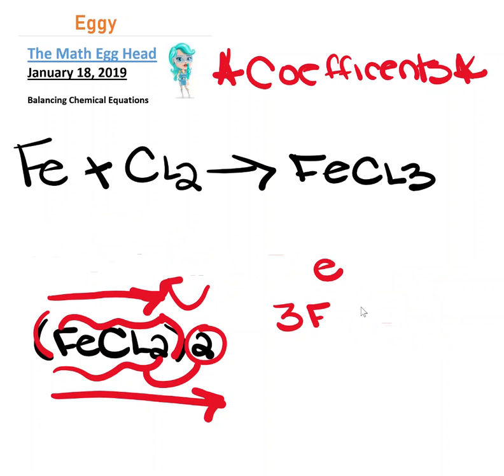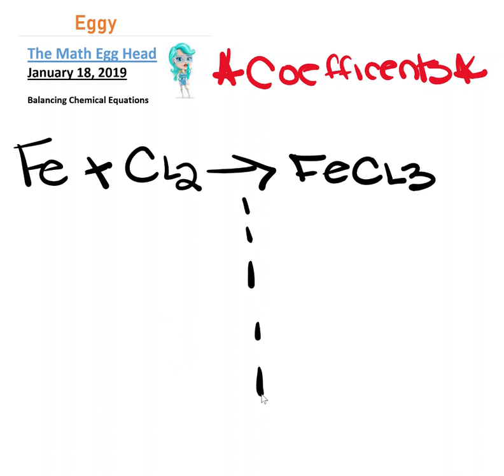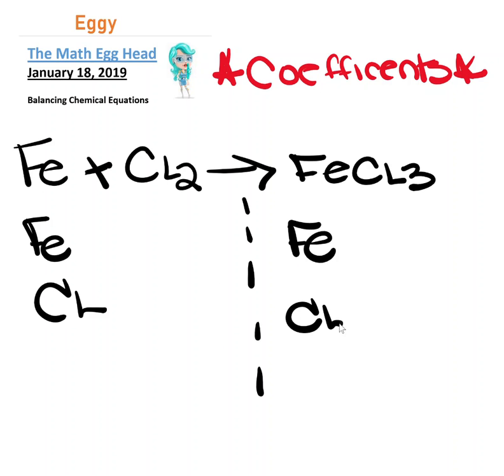Now the reason I'm bringing this up is because when you see the product versus the reactant, let the arrow guide you of where exactly you're supposed to be splitting the actual equation. So here we have the product and we have the reactant. Now this is the reactant. Here we have 1 iron and we have 2 chlorine. Here we have 1 iron and we have 3 chlorine.